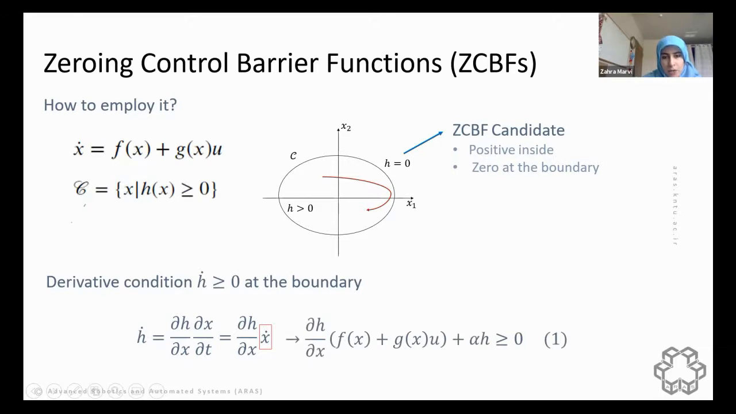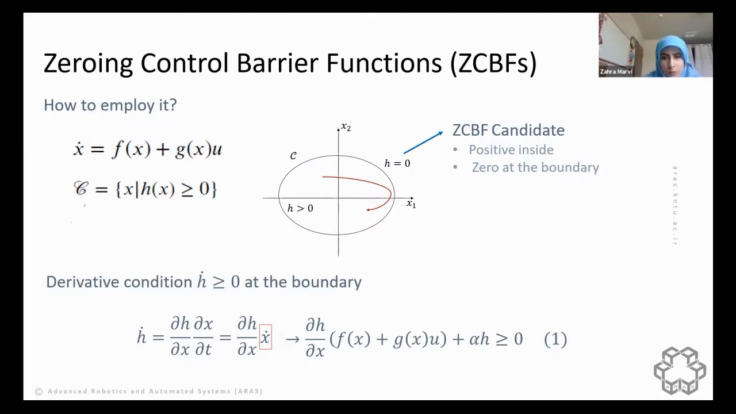Now to have h dot positive at the boundary, we form this criterion. So this part is just h dot, and we added alpha h as well. Alpha is some positive value, and h is the value of safety criterion that we had. The reason we added this one: if we didn't add alpha h here, then h dot had to be positive all the time, which was restrictive to us.